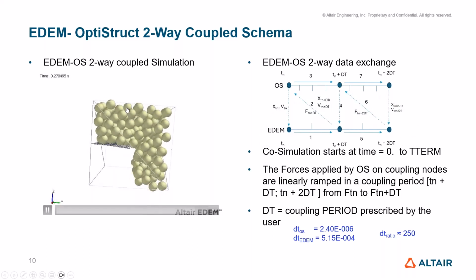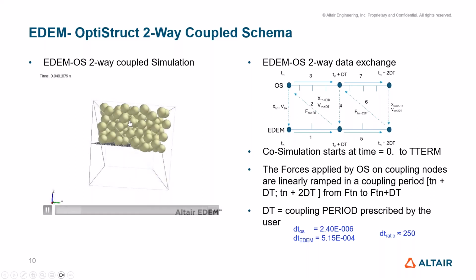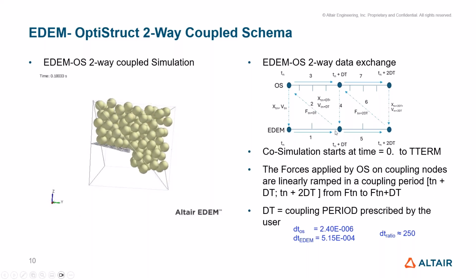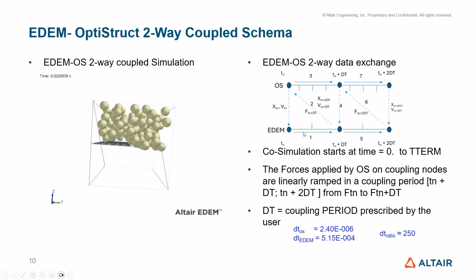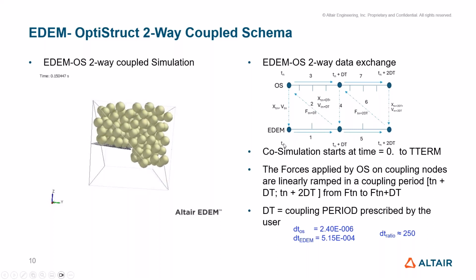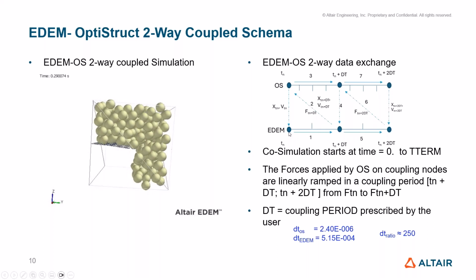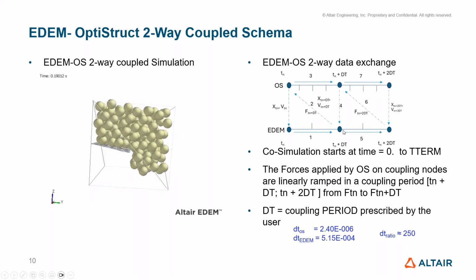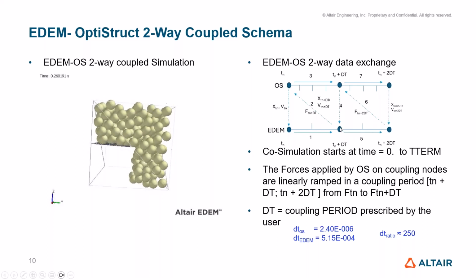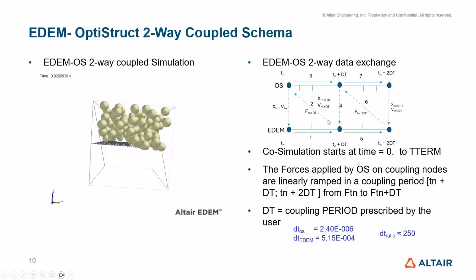Under the same case, where the material is experiencing bulk material forces on a geometric plate, first EDEM starts. The bottom line is EDEM, and the top line is OptiStruct. You can follow the arrowheads and the number scheme. Tn indicates the initial time step, and Tn plus dt is the incremental time step. From the initial step, EDEM generates the particulate material until the next time increment, Tn plus dt. Once it reaches Tn plus dt, the nodal forces from EDEM are transferred to OptiStruct.